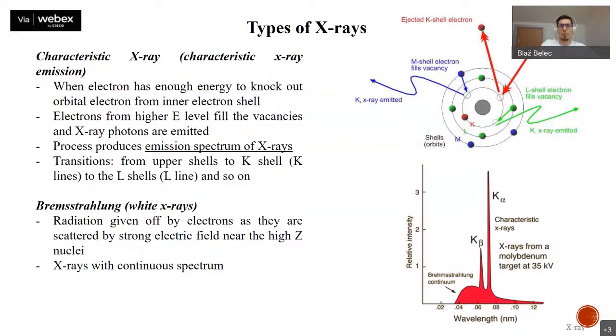As in the electromagnetic radiation I talked about before, when the electrons have enough energy to knock out an orbital electron from the inner electron shell, the X-rays are formed. The electron from a higher energy level fills the vacancy, and the X-ray is emitted. And this we detect with the emission spectra of X-rays. We get different transitions: from upper shells to core shells we get the K lines, and then transitions to the L shells, L lines. These characteristic X-rays we usually use in the most common methods.